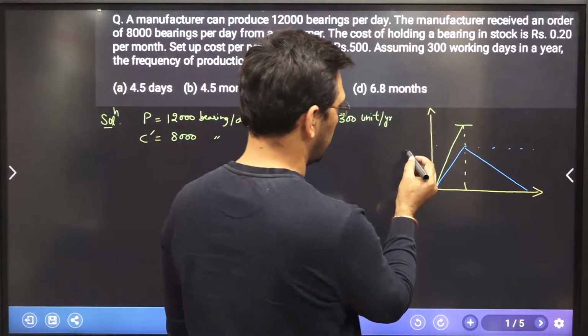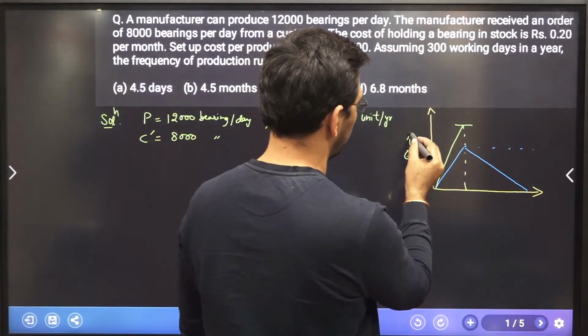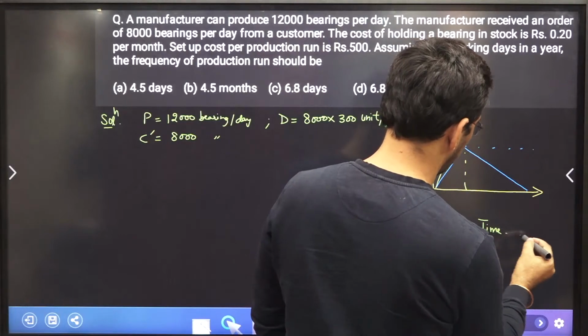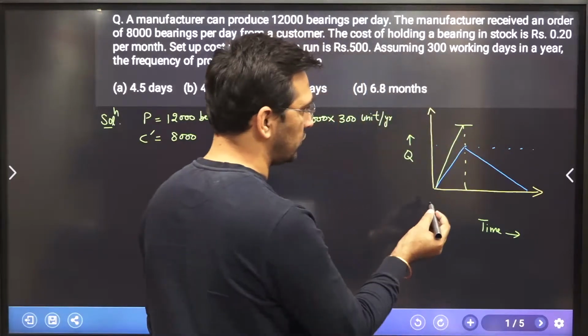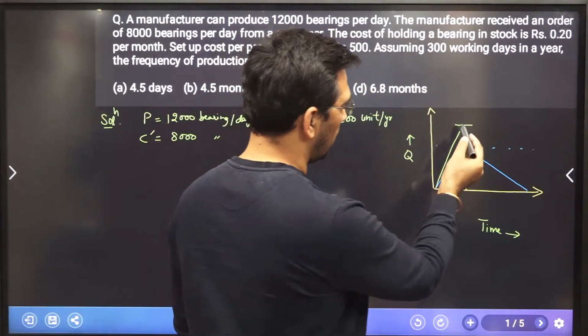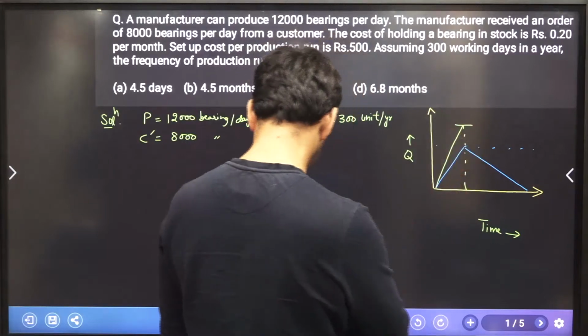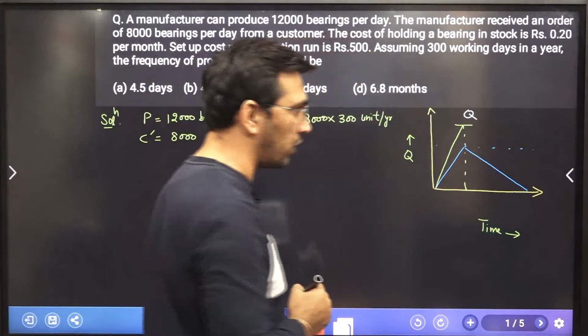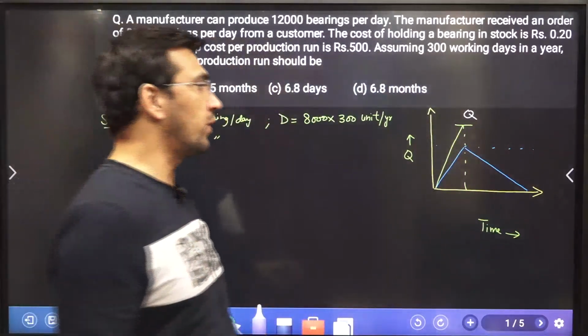Right? So this is the quantity that you are talking about, and this is the time that we talk about. So when we have this situation, and now if I ask you what this is, you will say this will be the quantity ordered. Each time the quantity that you are ordering, this becomes that much in this particular model.